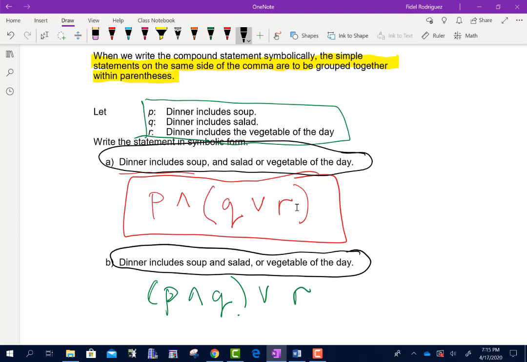Now, this statement here says dinner includes soup and salad or vegetable of the day. So what does that mean you're going to get? You can either choose a soup and a salad together, or you're going to get a vegetable, but you're not going to get both, right? So that's what the difference between those two statements are, okay?